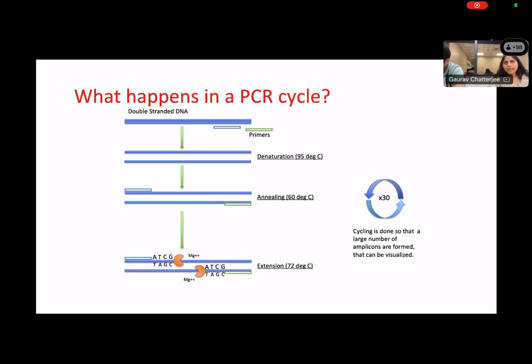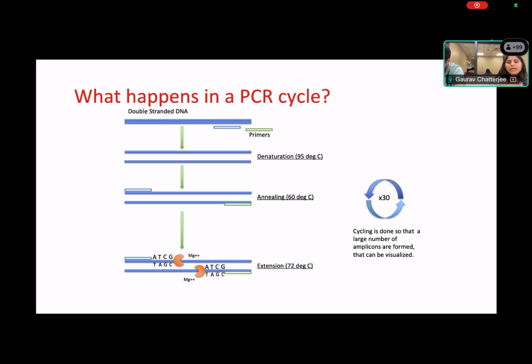Similarly, this is repeated for multiple cycles to get millions of copies of DNA. So basically, what we are doing is amplifying a sequence. This is called PCR, and this is one of the central techniques of molecular biology, on which our techniques are based.